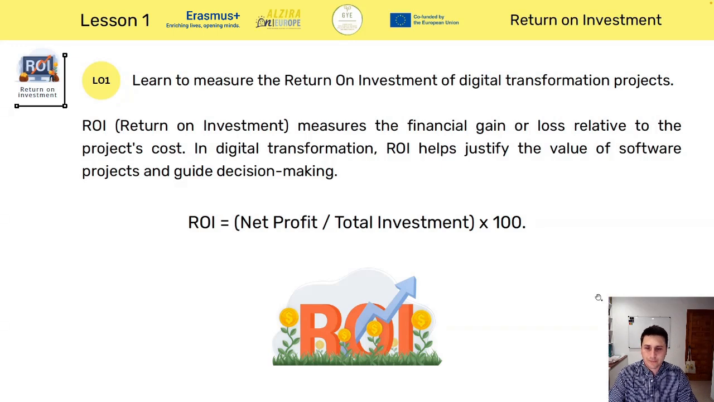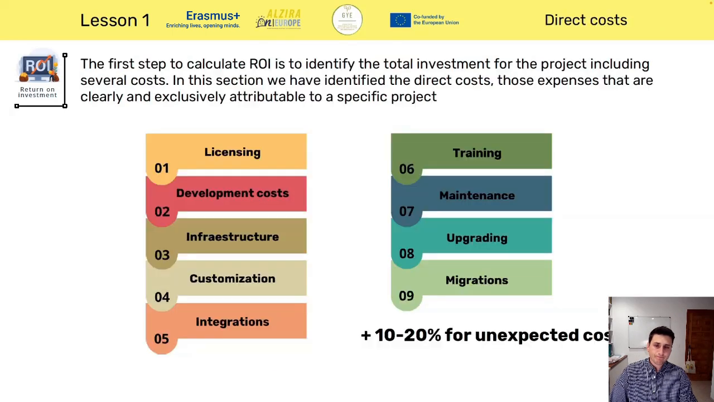Okay, this indicator or this ratio, the return on investment, is calculated by dividing the net profit of the operation by the total investment and multiplying it by 100, which gives a percentage. Before calculating the return on investment, we need to identify all of the costs.